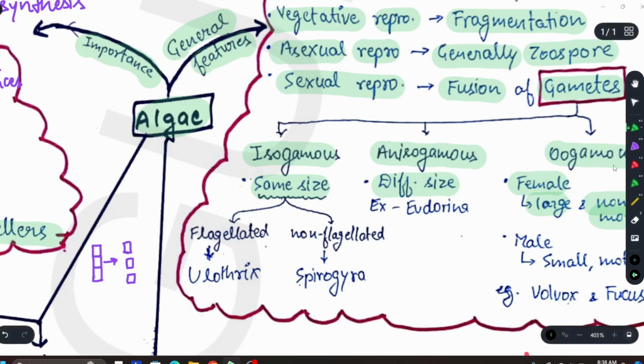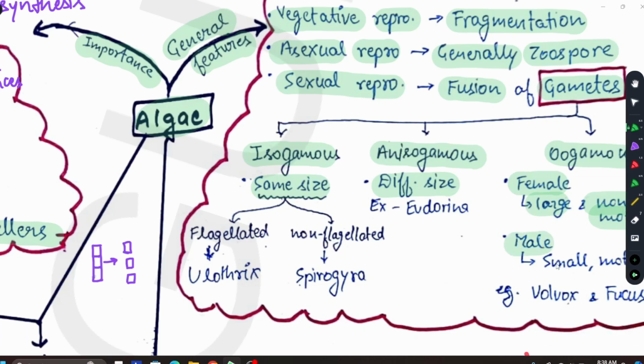Due to this bar, I will zoom out, then you will be able to see. Okay, so the female gamete is large and non-motile. This means that it is large and can't move. There is no flagella or cilia through which it can move. So in oogamous, the female gamete is large and cannot move, non-motile.